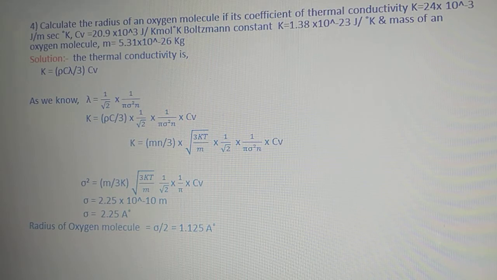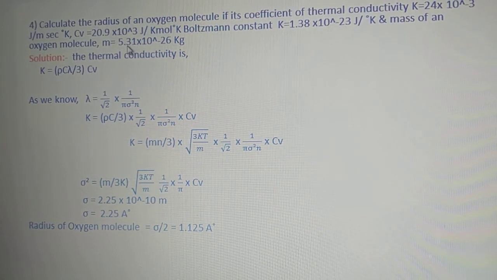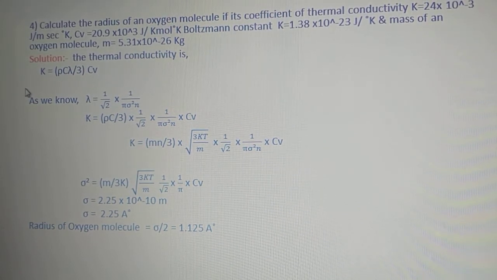Boltzmann constant k is given. Be careful about this K. One is a coefficient of thermal conductivity, and the second one is Boltzmann constant. This should be a small k, right? 1.38 into 10 to the power minus 23 joule per Kelvin, and mass of an oxygen molecule is given, 5.31 into 10 to the power minus 26 kilogram, right?